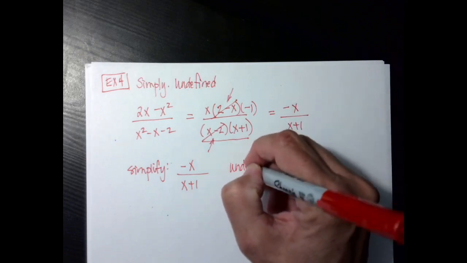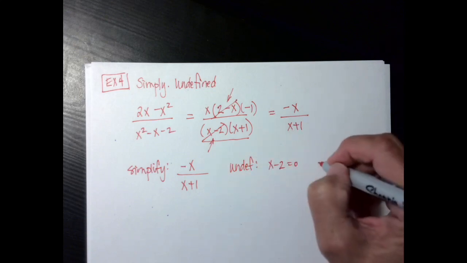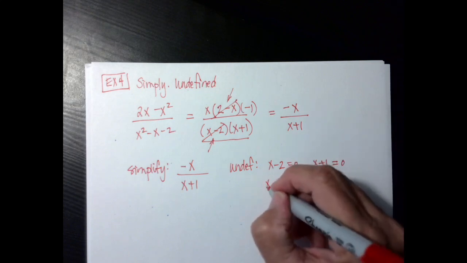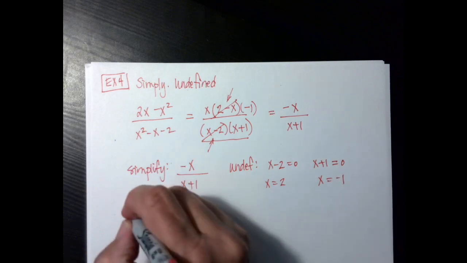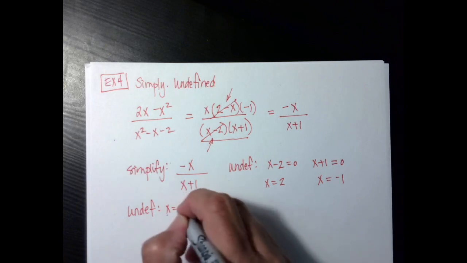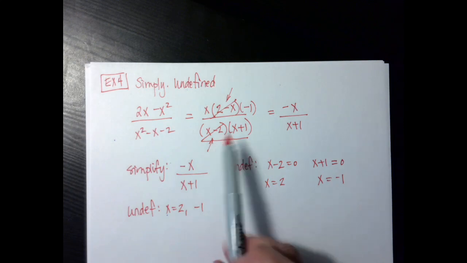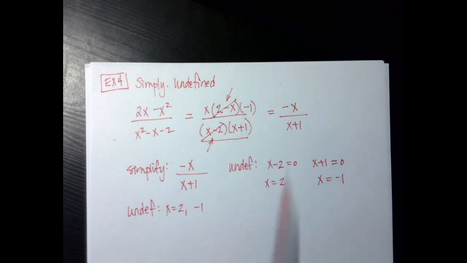So I'm going to write undefined. And I'm going to take this factor, and set it equal to 0. And I'm going to take this factor and set it equal to 0. So I get x is equal to 2, x is a negative 1. So I'm going to write that the function is undefined at x is equal to 2 and a negative 1. Alrighty, so sometimes the factoring is a little tricky. If they're the exact opposite, when you did division of the two terms, it would leave a negative 1.